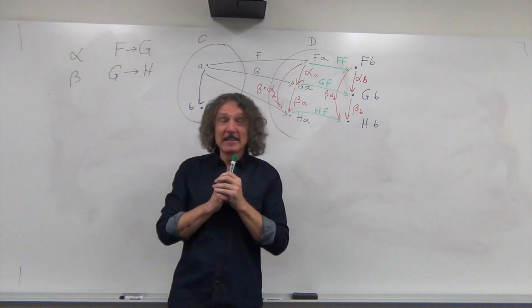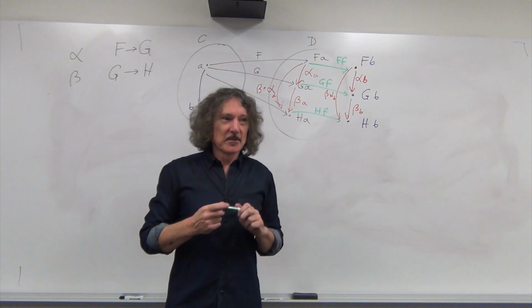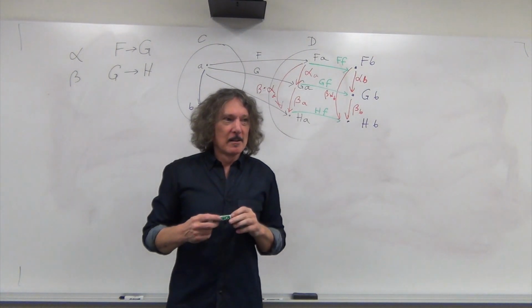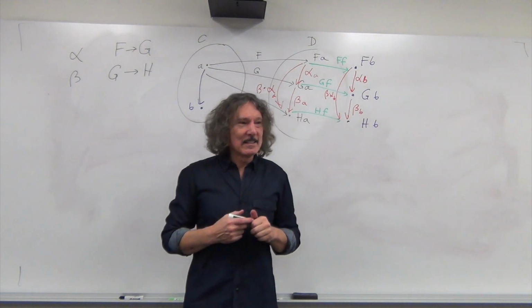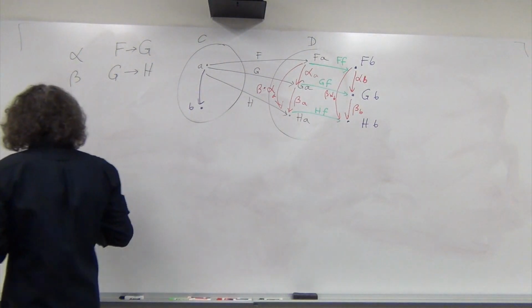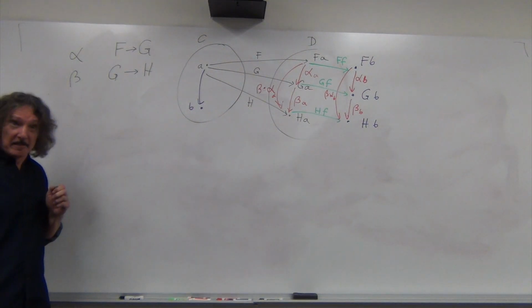Okay, so what's the next question? If we can compose natural transformations, is there an identity? Identity natural transformation. So the identity natural transformation would be a transformation from F to F, right?